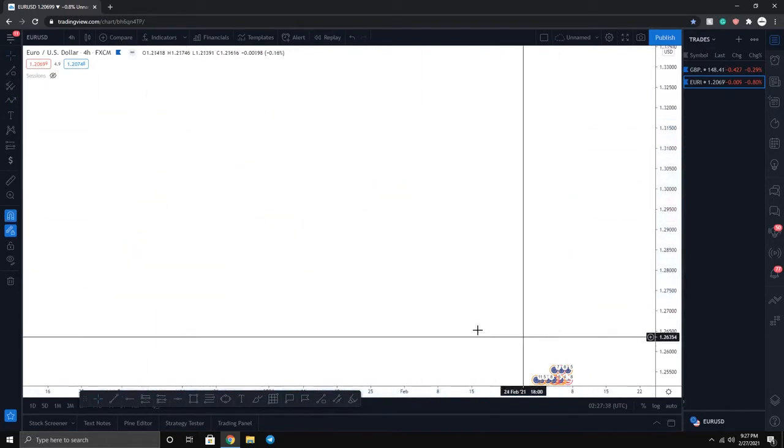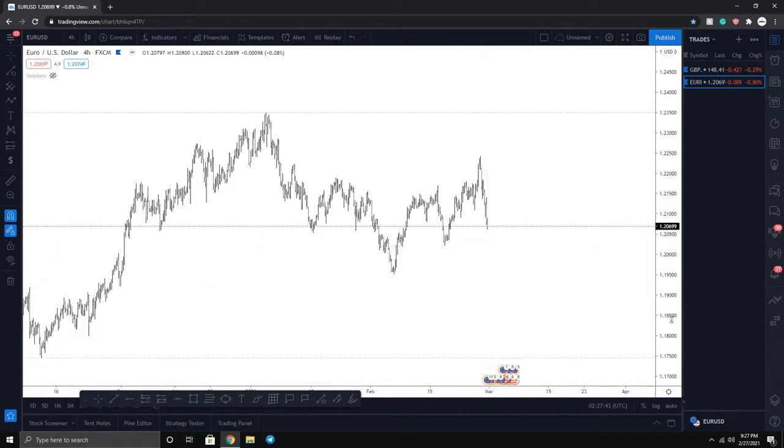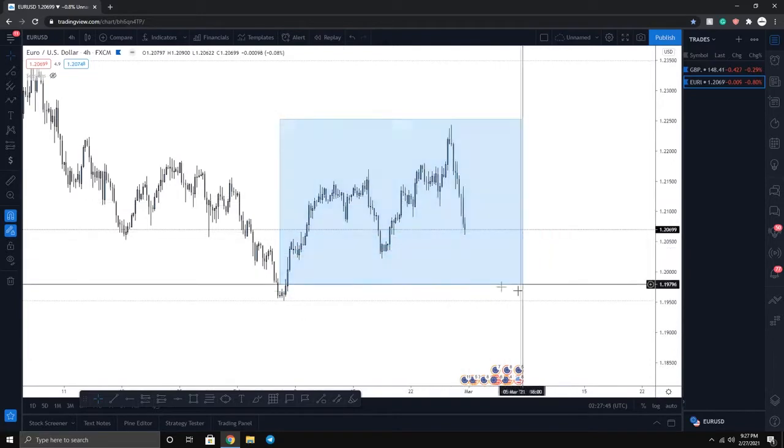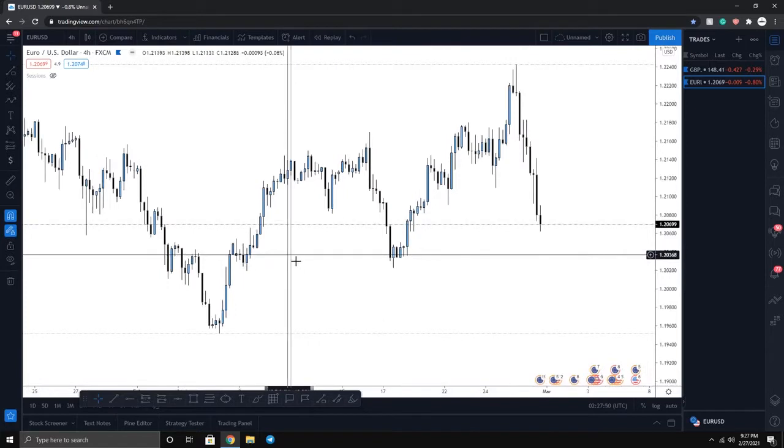Now, if we're looking at the market from this perspective right here on the 4-hour time frame, and we're just looking at this little bit of information, a lot of people might be a little bit confused, but I'm going to give my initial thoughts of what I'm seeing.